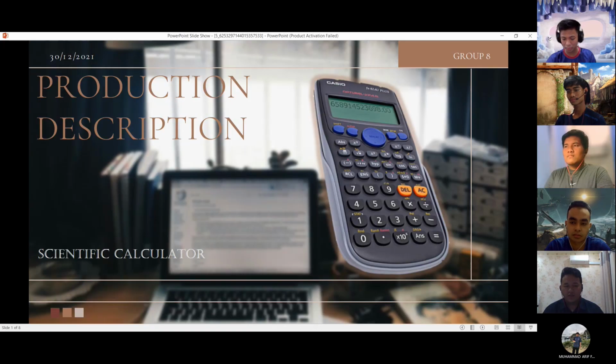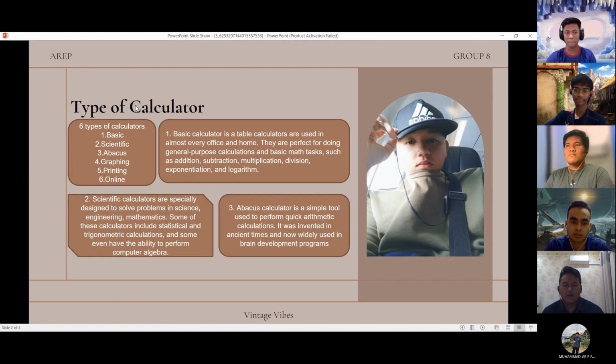We choose the scientific calculator for the topic. There are many types of calculator. First of all, we have basic calculator, scientific calculator, abacus calculator, graphing calculator, printing calculator, and online calculator.